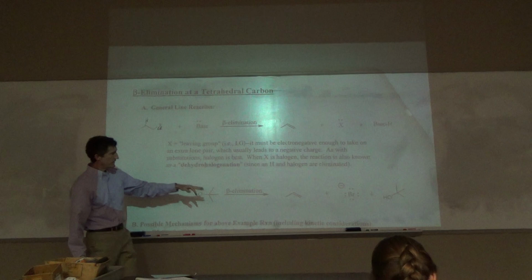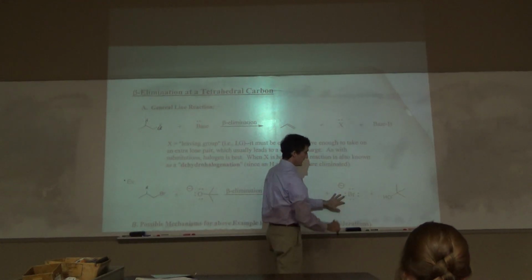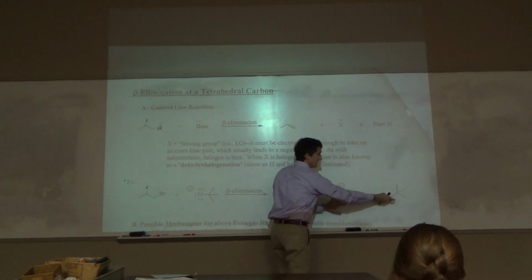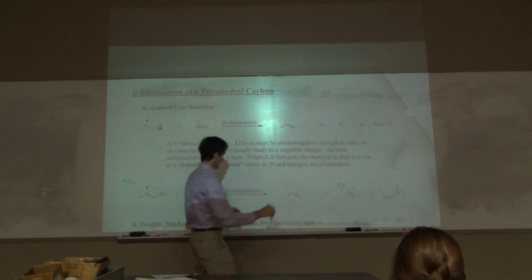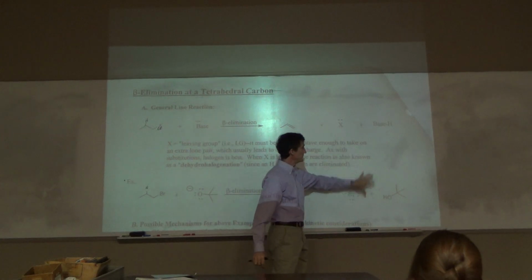The Br becomes Br minus. When it leaves, it takes on another lone pair. Now has 4 lone pairs. And the base now has the H. Right? See, this is the base. It now has the H. So it's specific from the general.